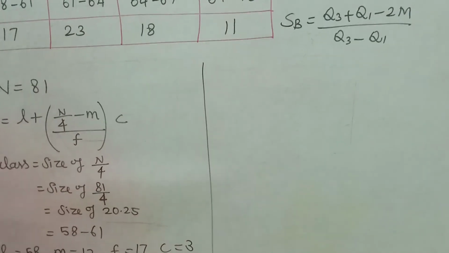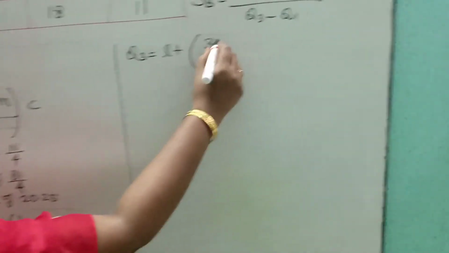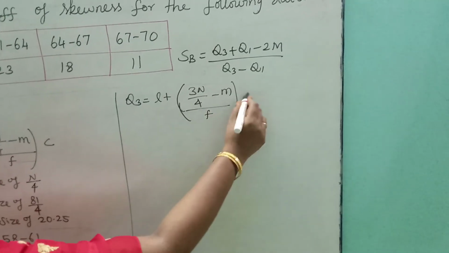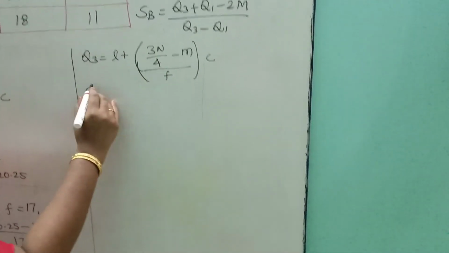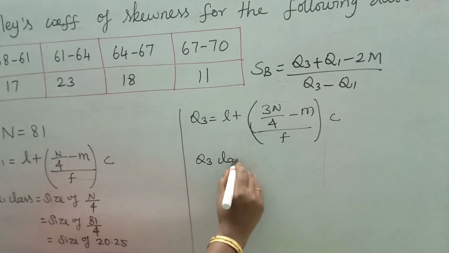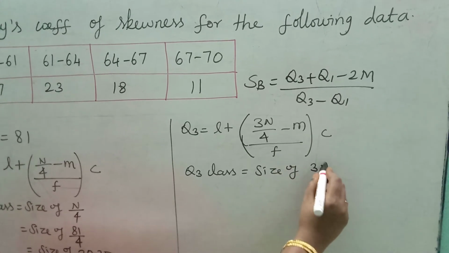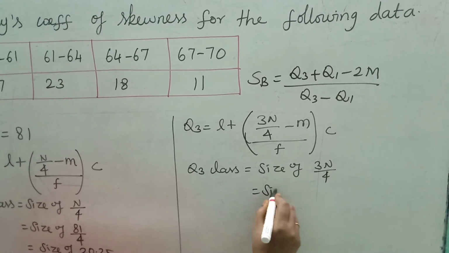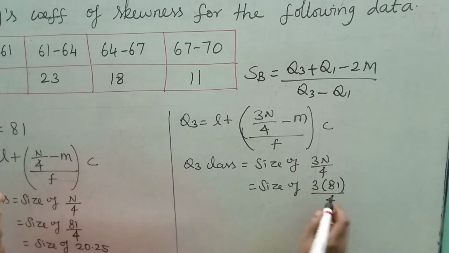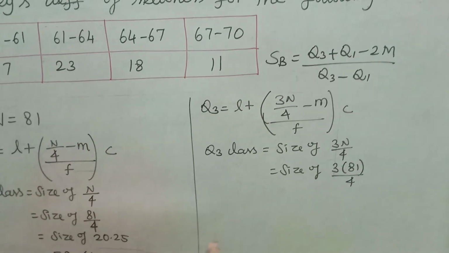Next we find the Q3 value. Q3 formula is L plus 3n by 4 minus m by f into c. We have to find 3n by 4. Q3 class formula is size of 3n by 4. In our sum, n value is 81. 3 into 81 divided by 4, that value is 60.75.